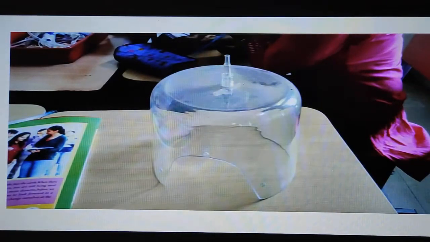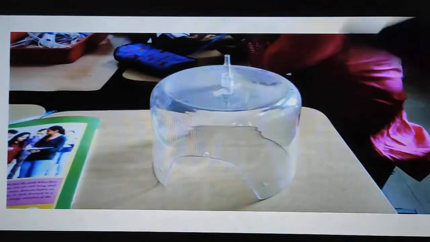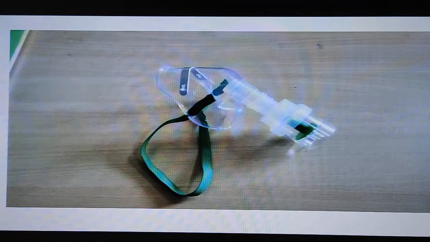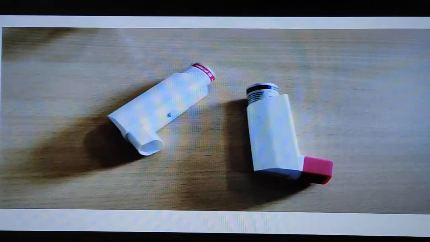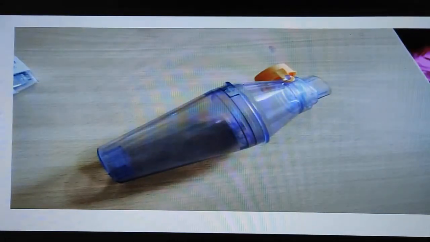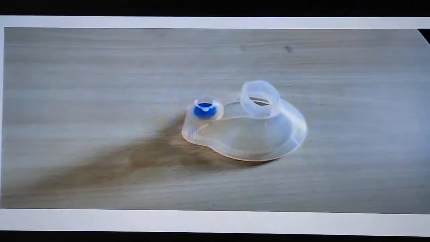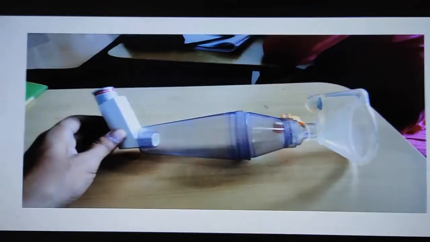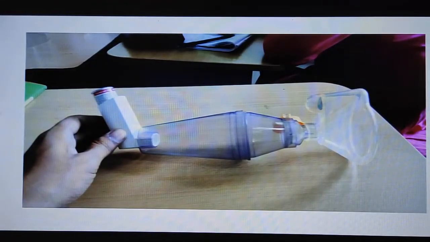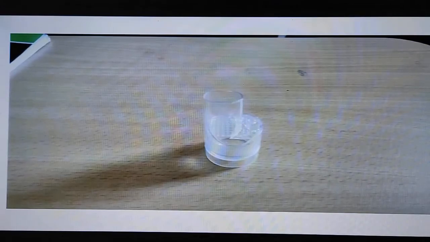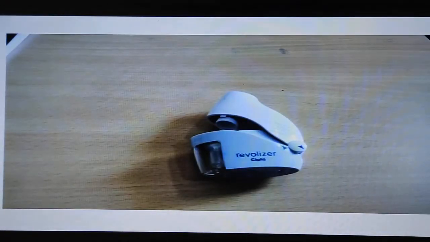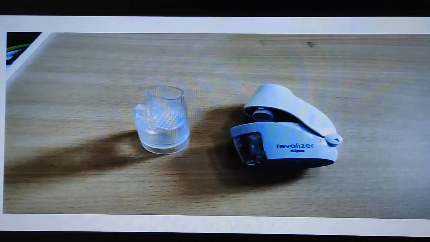This is simple oxygen mask. This is nasal prong. This is oxygen hood or head box. This is nebulizer. This is metered dose inhaler. This is spacer device. This is face mask. So this is the assembly of face mask, spacer device, and metered dose inhaler. This is rotahaler and this is autohaler.